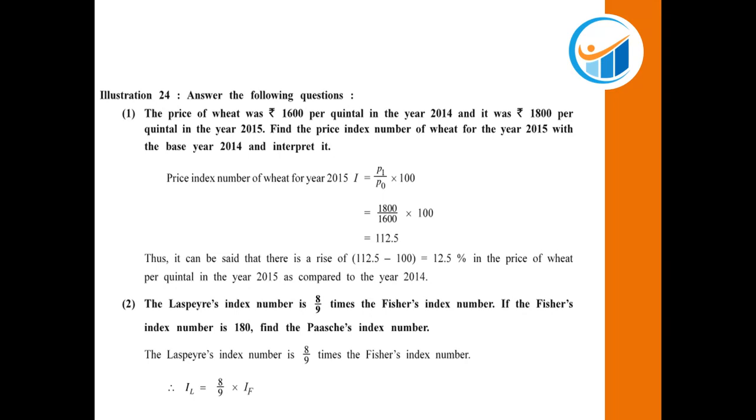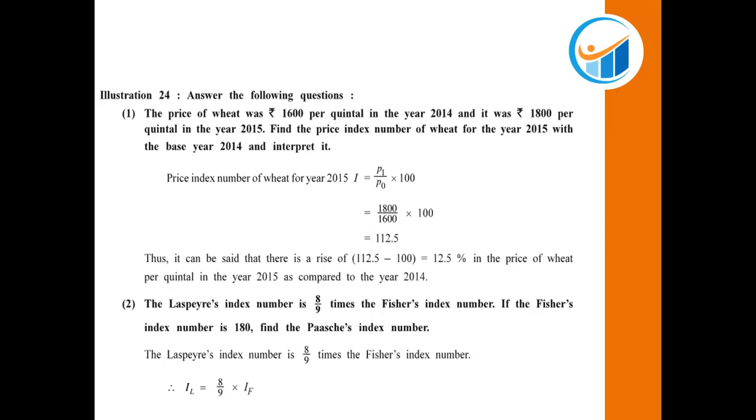When we learn the fixed base index number, we know the formula. Whenever the current year price P1 and base year price P0 are given to you, and you have to calculate the index number, our basic formula for the price index number of wheat for the year 2015 is: I equals the price of the variable of the current year divided by the price of the variable of the base year, into 100. The price of the current year is denoted as P1 and the price of the base year is denoted as P0. So P1 upon P0 into 100.